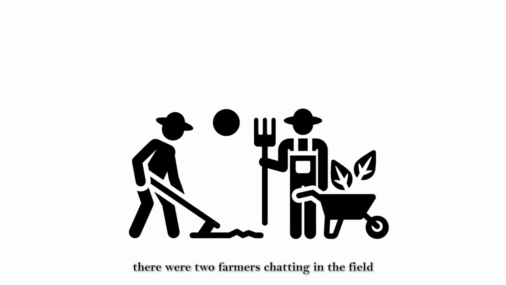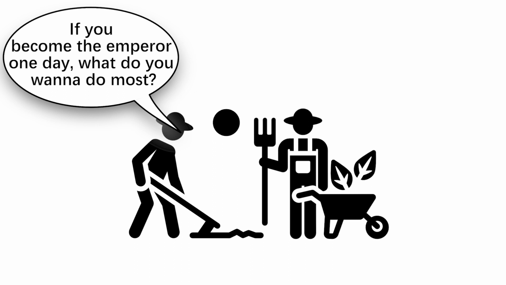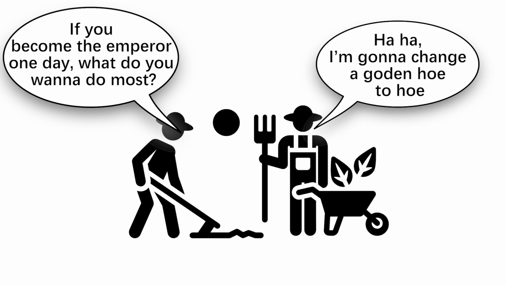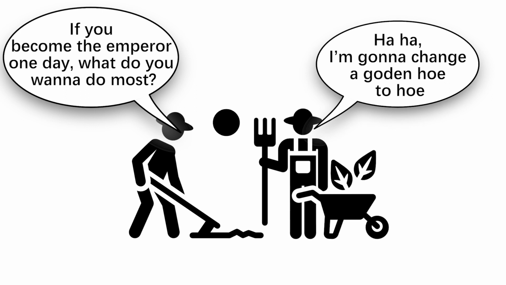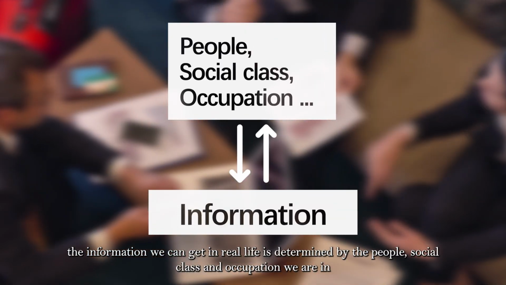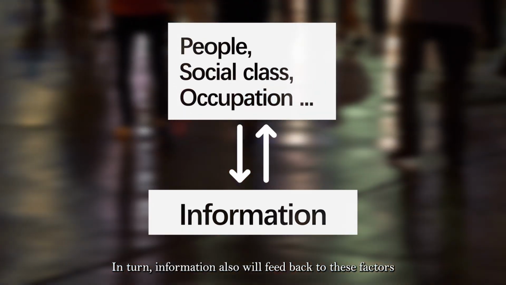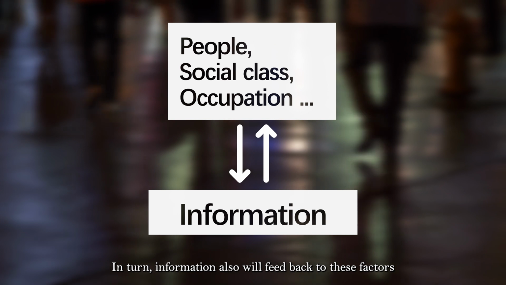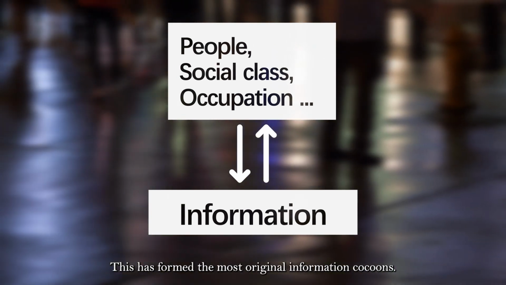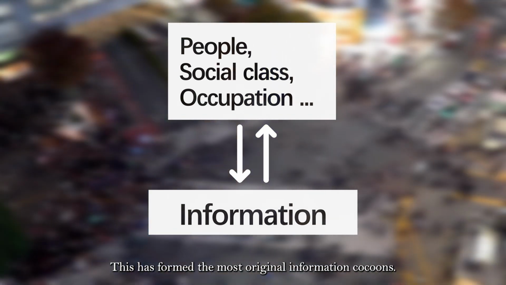To a smaller example, I wonder if you have heard such a story. There were two farmers chatting in the field, and one said, "If you become the emperor one day, what do you want to do most?" The other replied, "I'm gonna change a golden hole to hole." So you see, the information we can get in real life is determined by the people, social class, and occupation we are in. In turn, information will also feed back to these factors. These had formed the most original information cocoons.